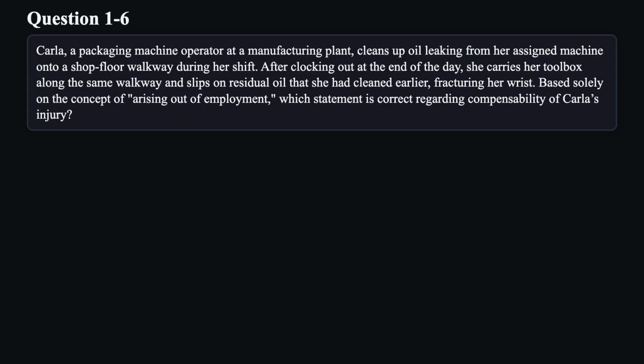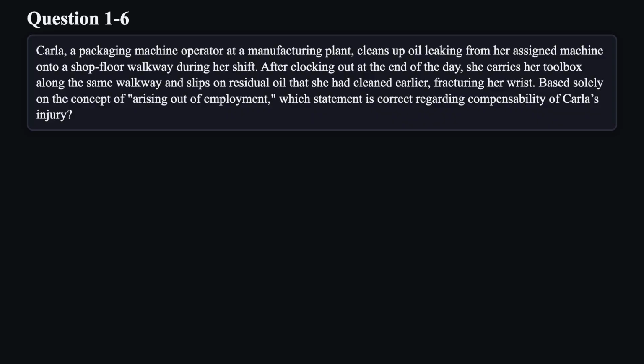Question 6. Carla, a packaging machine operator at a manufacturing plant, cleans up oil leaking from her assigned machine onto a shop floor walkway during her shift. After clocking out at the end of the day, she carries her toolbox along the same walkway and slips on residual oil that she had cleaned earlier, fracturing her wrist.